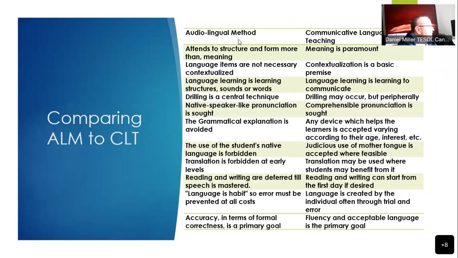This chart compares audiolingual, the Army method, with the communicative language teaching method. The audiolingual method attends to structure and form more than meaning. With CLT, meaning is paramount. Now, I'm not going to read that entire chart through for you. I'll just leave the slide up for a moment. You can glance through it and get some key points. Probably the most important thing to remember with CLT is that it would allow for any device which helps the learners to improve their language is accepted, varying according to their age, their interest, etc. So CLT would use any means available to help improve the communication.